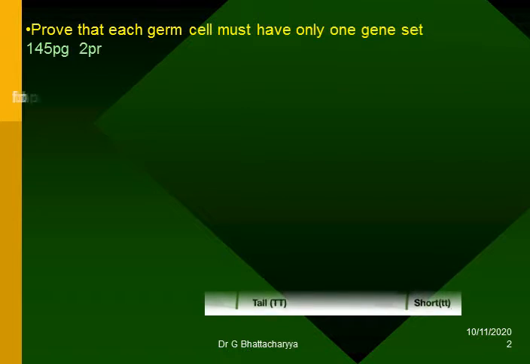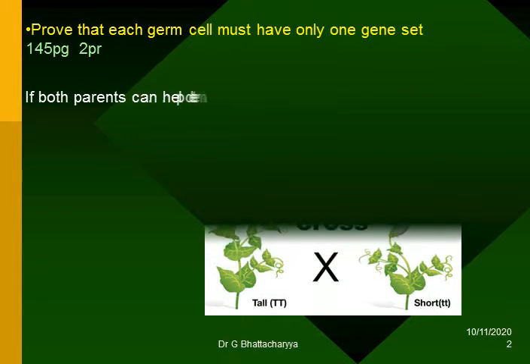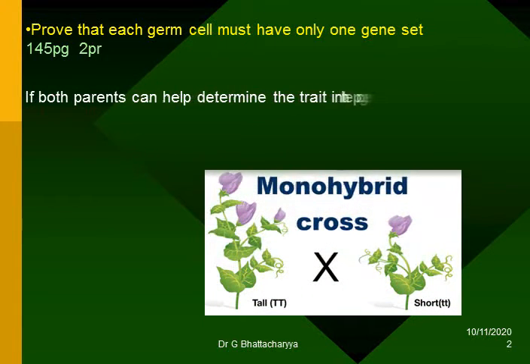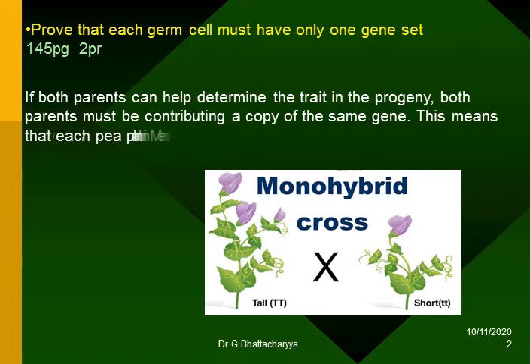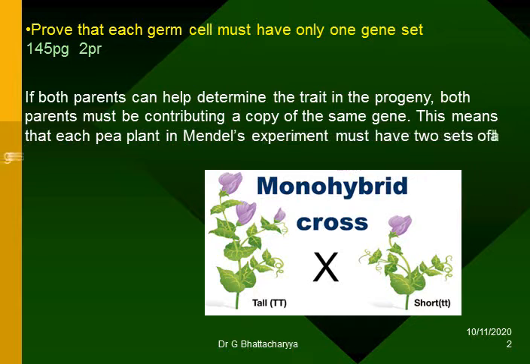Prove that each germ cell must have only one gene set. If both parents can help determine the trait in the progeny, both parents must be contributing a copy of the same gene. This means that each pea plant in Mendel's experiment must have two sets of all genes, one inherited from each parent.